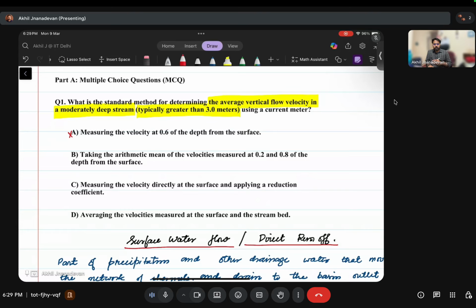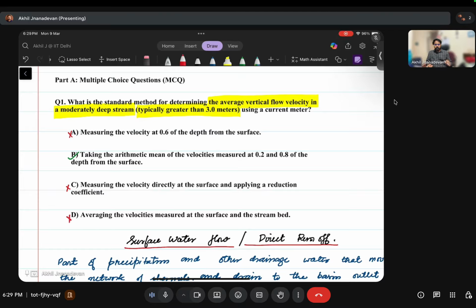The first option is wrong because it is the case for shallow streams. If the question was for a shallow stream, this was the answer, right? Taking the arithmetic mean of velocity measured at 0.2 and 0.8 times the depth from the surface. Yes, that is what we just saw. The second option is correct. The third is measuring the velocity directly at the surface and applying a reduction coefficient. No, the velocity at the surface will be maximum, right? Measuring the velocity, averaging the velocity measured at the surface and the stream bed. No, this is also wrong.